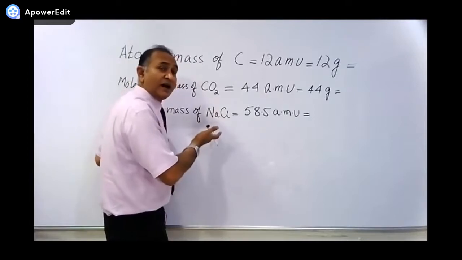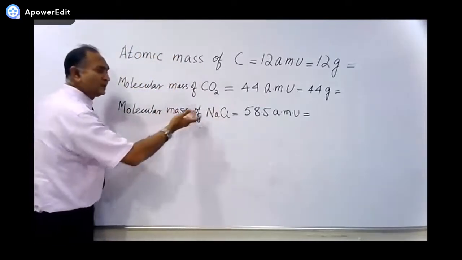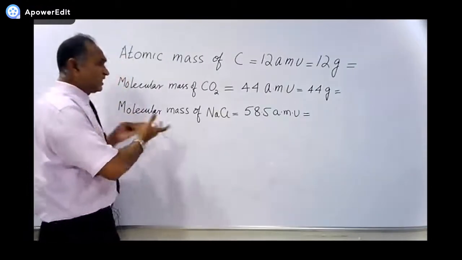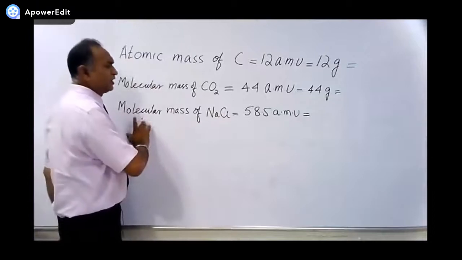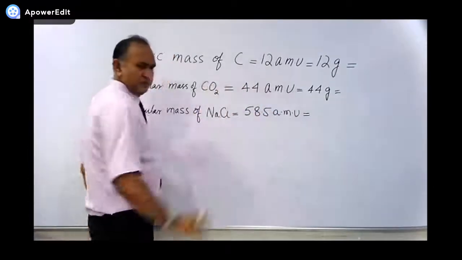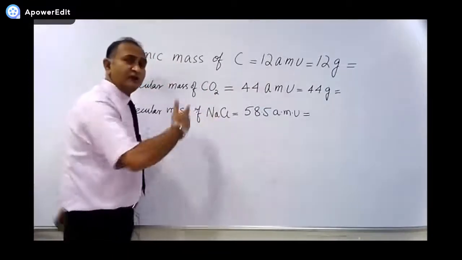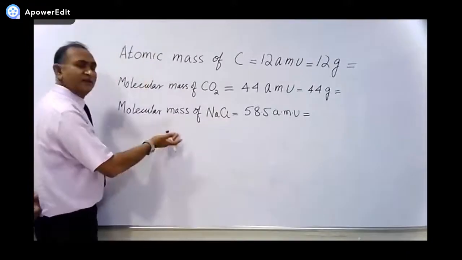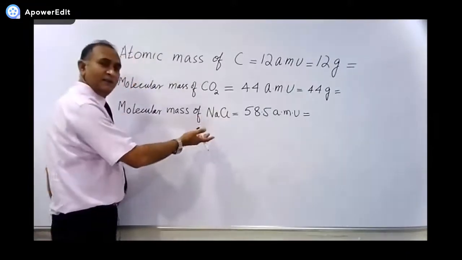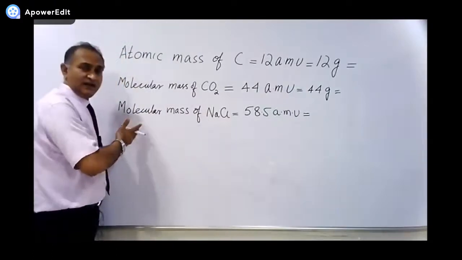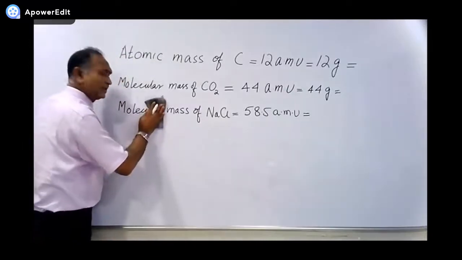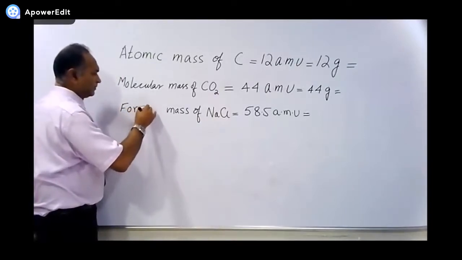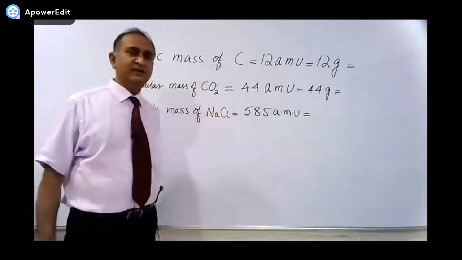If it's not a molecular compound, I cannot write molecular mass here. It's my mistake. Repeating, what mistake can you see in the last one? I wrote here molecular mass of NaCl is 58.5 AMU. Fine. The question is, NaCl is not a molecule. So I have no right to write its molecular mass. So what should I write here instead of molecular mass? Correct. Formula mass. Now it's correct. All right.